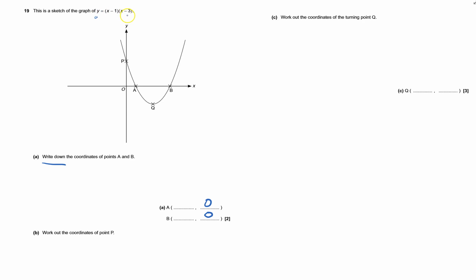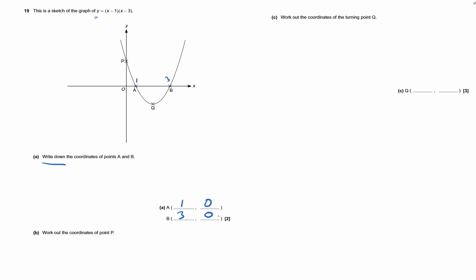and that equals something times something. Either one of those must be 0. So the first one could be 0, in which case x would be 1. Or the second one could be 0, in which case it would be 3. So there we are, (1, 0) and (3, 0). And so that's the first part.